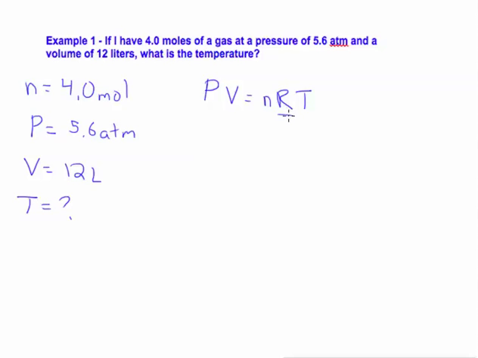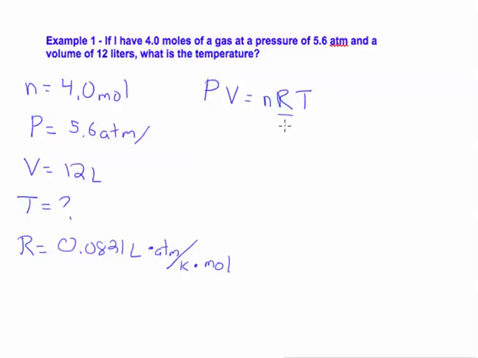R is a constant, so I listed them in your notes. You have to find the R that uses atm. The value of R, the ideal gas law constant, when using atm, and the reason we have to make it match is otherwise atmospheres won't cancel out, it's 0.0821 liters times atmosphere over Kelvin times mole.